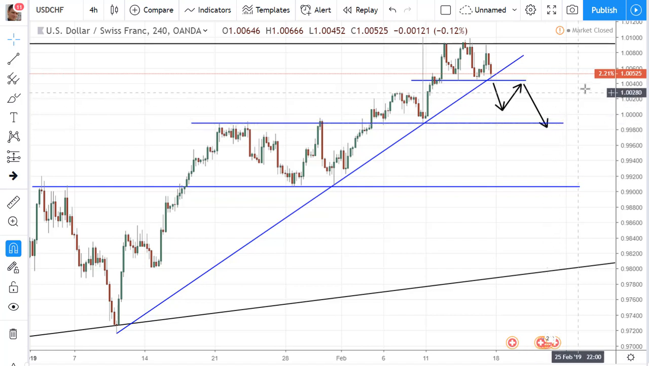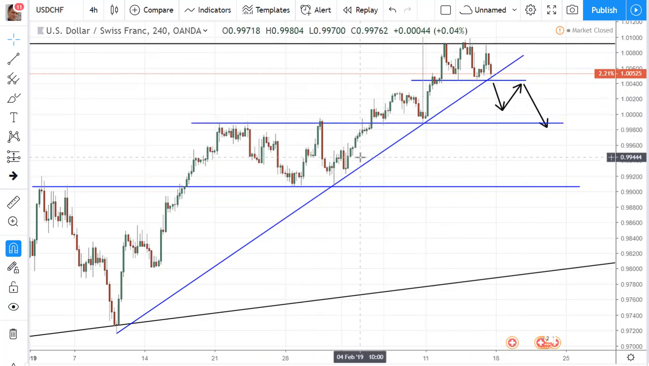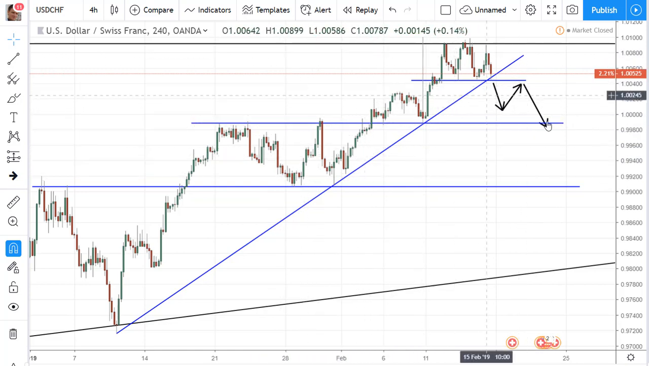Then maybe it comes back again, I'll do the same. If it breaks, I'll wait for a retest, and then I'll go short around the 99.9 for example, and then take my profit around here. So let's see if we can find new channels, but this time not in an uptrend but in a downtrend. Then again, if this does not break, I am not taking this trade.